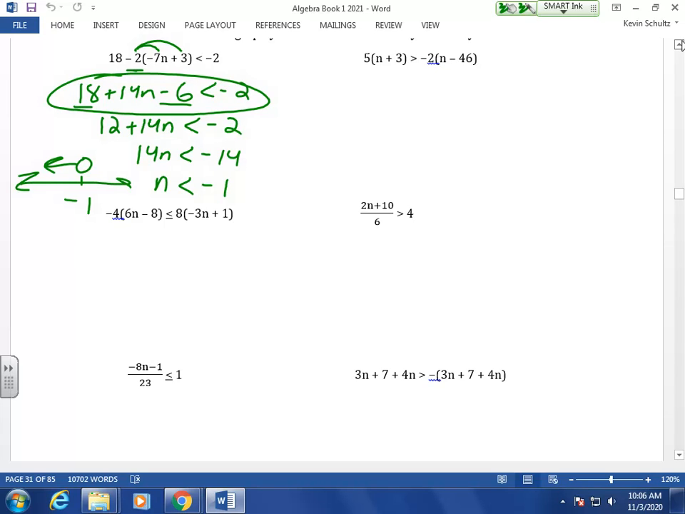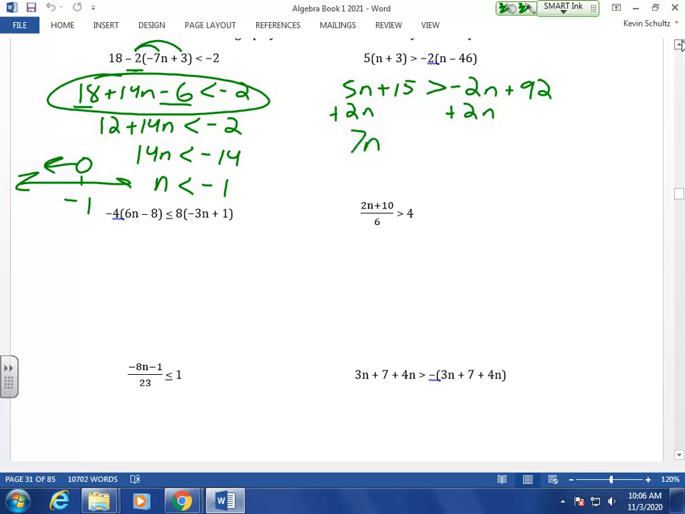Raise your hand if you did the second one, the one across from that, the 5n plus 3. Again, about a third of you. All right. So for this one, we have to distribute twice. Bold move, taking on the one with two sets of parentheses. But we get 5n plus 15 is greater than negative 2n plus 92. Make sure you've got a positive 92 there, not a negative 92. Variables on both sides. It's going to make our lives easier if we move our negative 2n's over to the left side. Keep that coefficient positive.